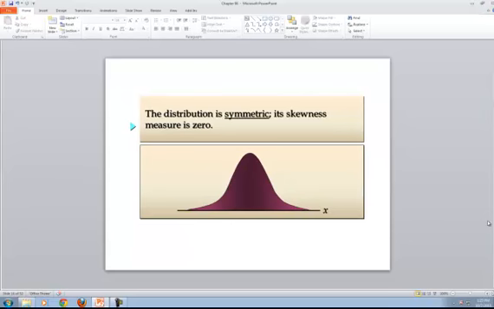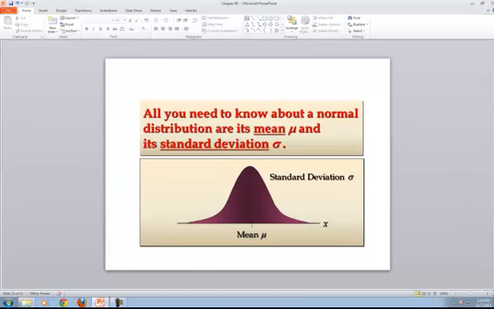Here are some features of the normal distribution. It is symmetric, or technically, we say that its skewness measure is 0. That is, the right-hand side looks exactly like the mirror image of the left-hand side. And as I said, these are all we need to know about the normal distribution. Once you know the mean and the standard deviation, you're ready to go, and you can make inferences and all other calculations.